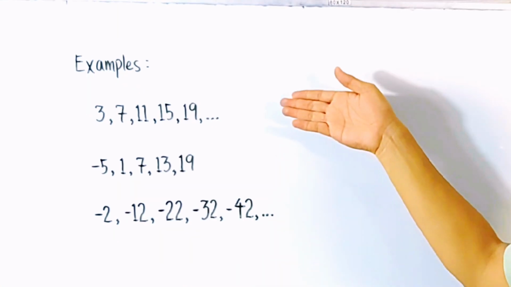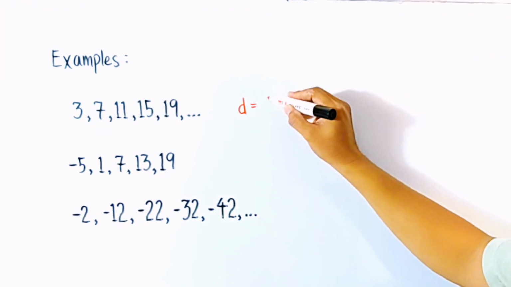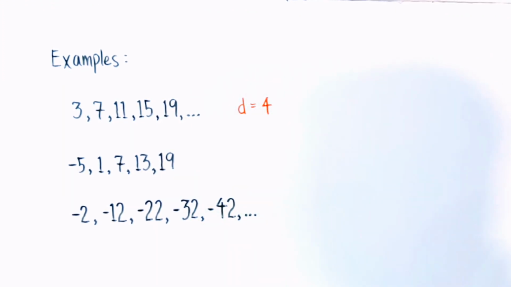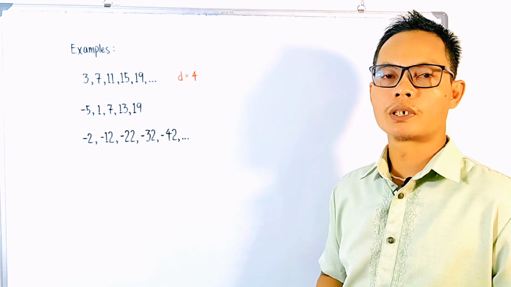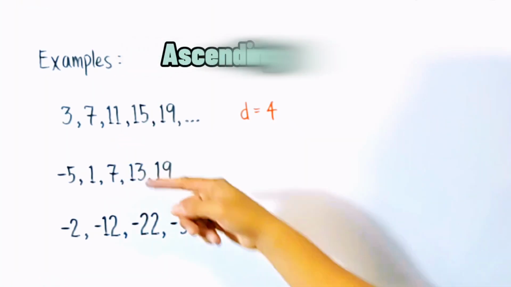Look at these examples. The first one: the interval of numbers between 3 to 7 is 4, 7 to 11 is also 4, 11 to 15 is also 4. So this constant term is called the common difference, a common difference of positive 4. Why do we call it positive 4? Because this given sequence is in ascending order.